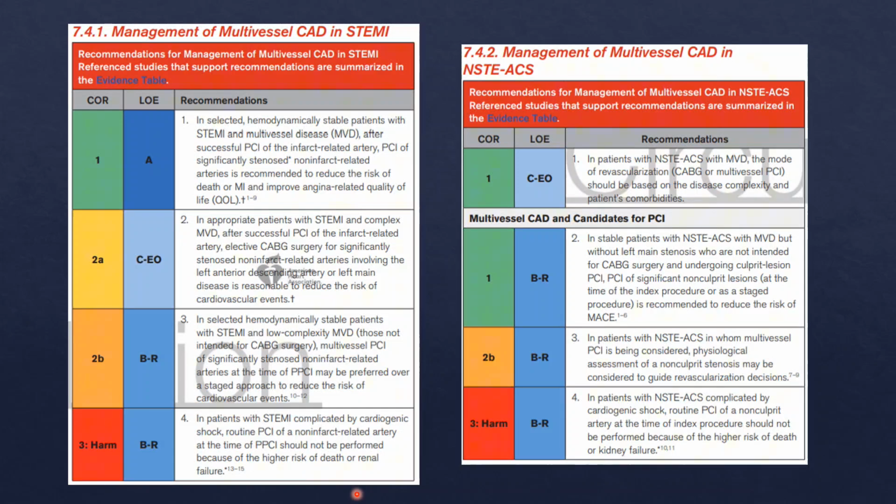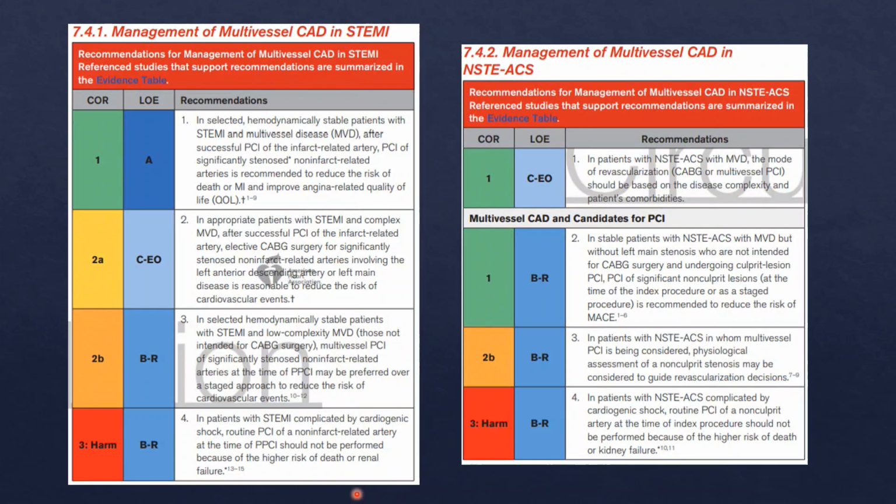And for patients in whom multivessel PCI is being considered, physiological assessment of non-culprit stenosis is considered a class 2B recommendation. In patients, again, with STEMI and cardiogenic shock, intervention in non-culprit vessels is a class 3 recommendation.